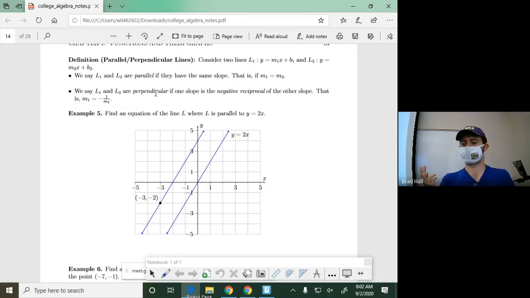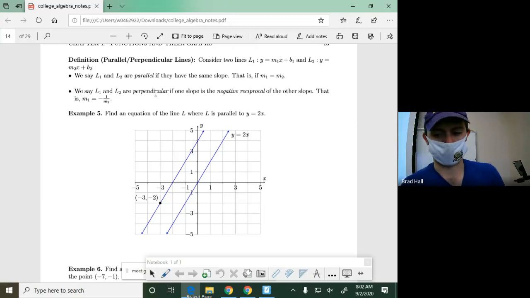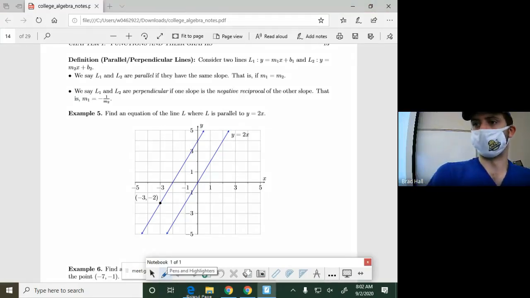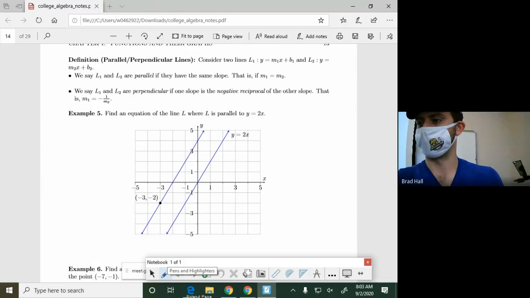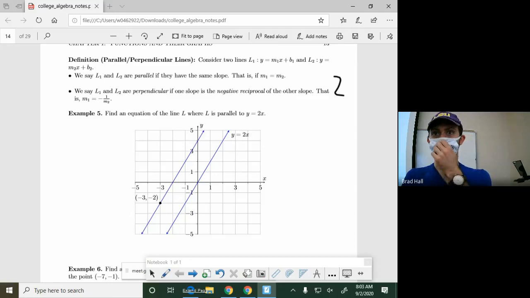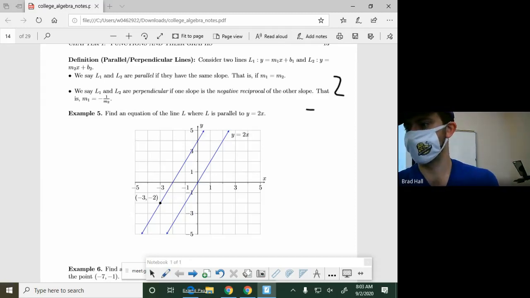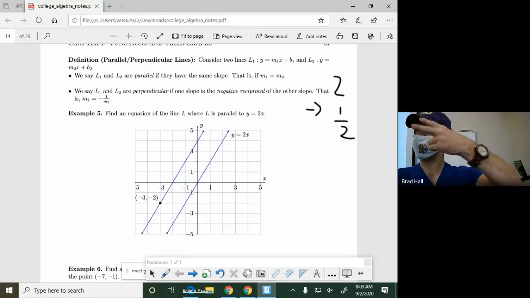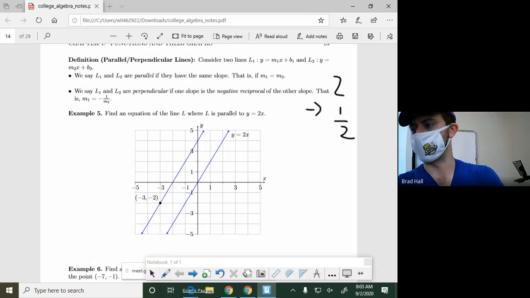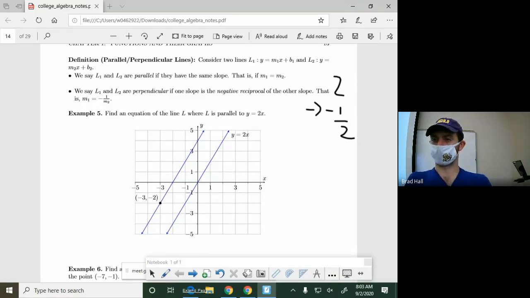So if one slope was, here, I'll write out just some quick example. If one line had a slope of 2, and you wanted to find the slope of a perpendicular line, you would flip 2 as 1/2. It's just a reciprocal flip. And then you change the sign. If it was positive, you would make it negative. If it were negative, you would make it positive. That's how you find the slope of a line perpendicular to some other line you already have.